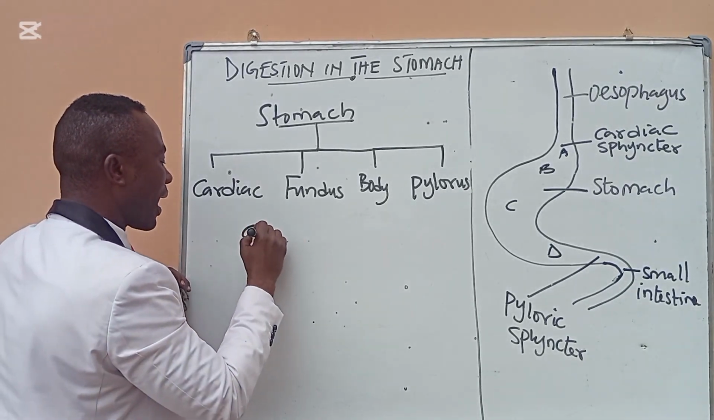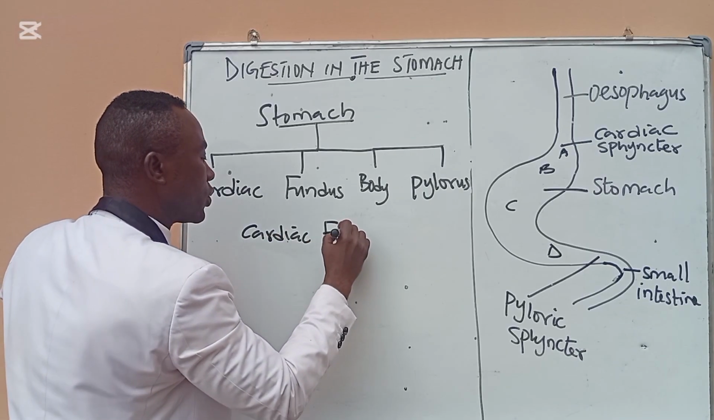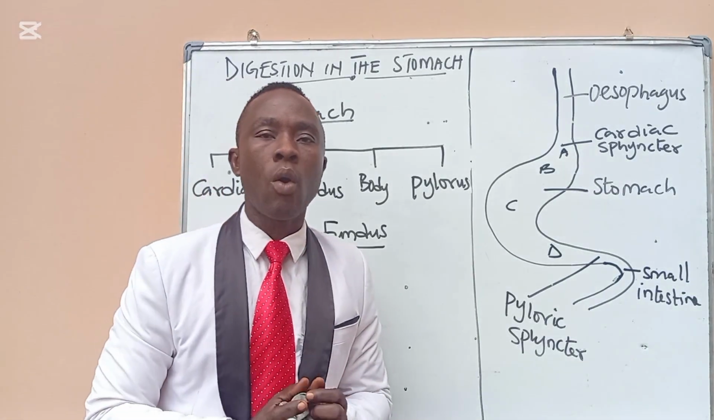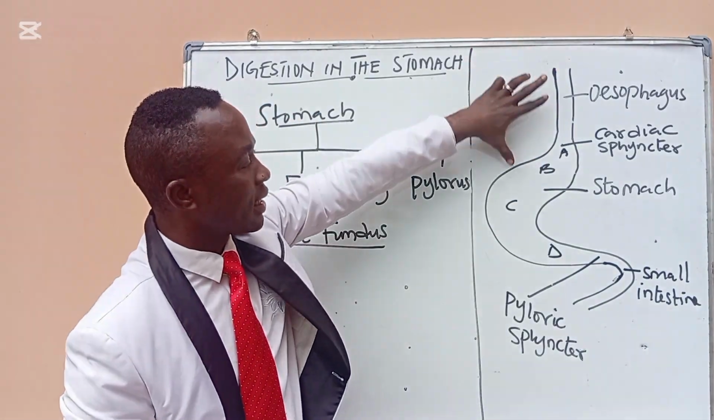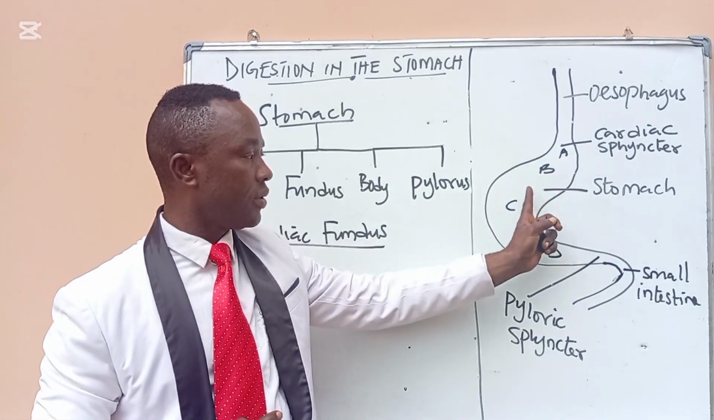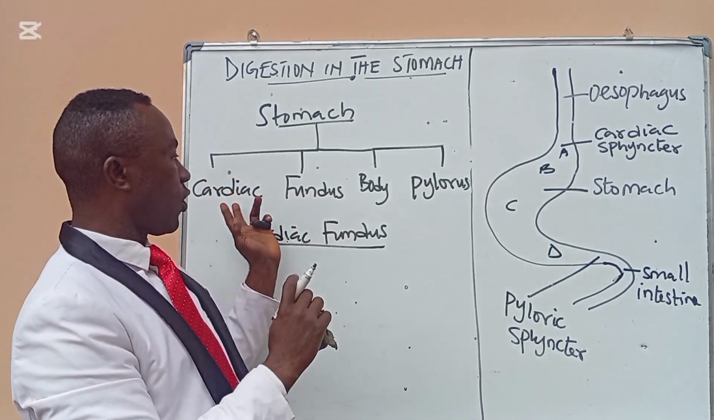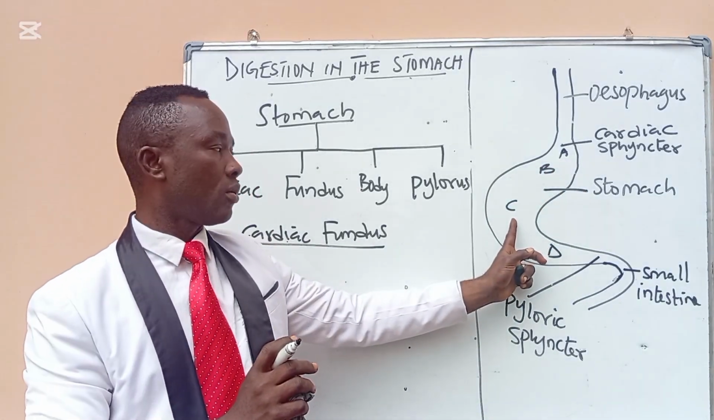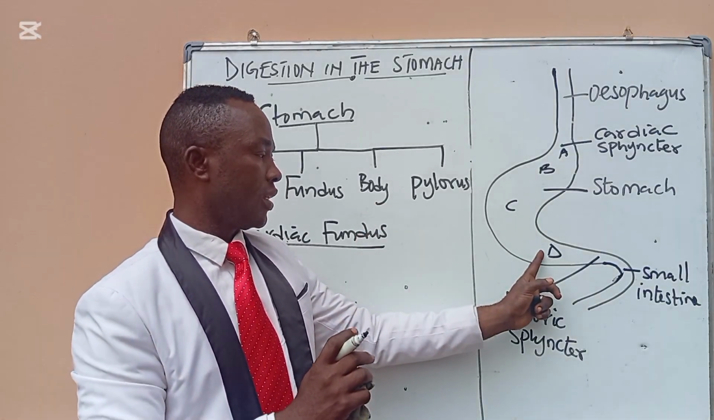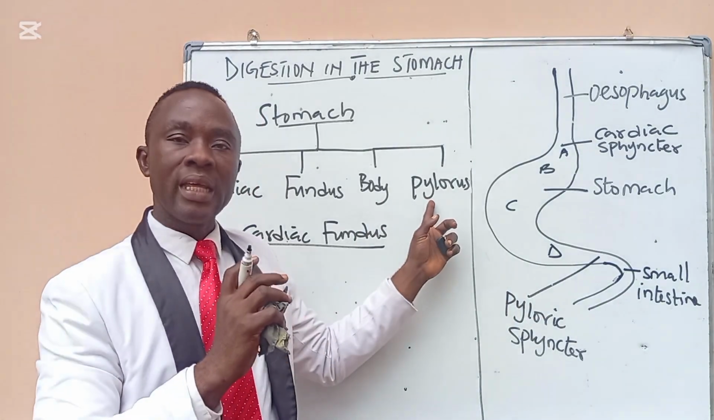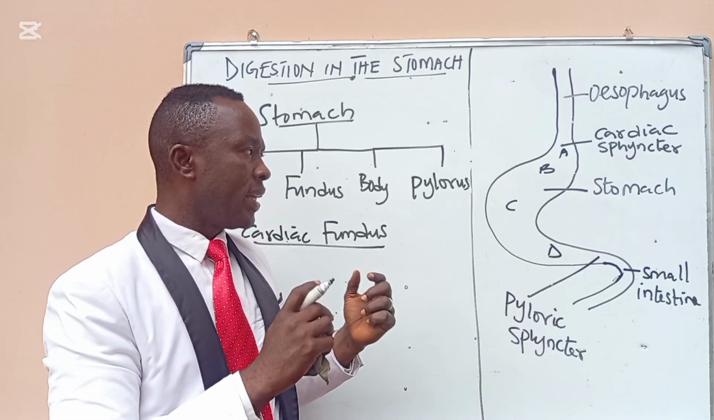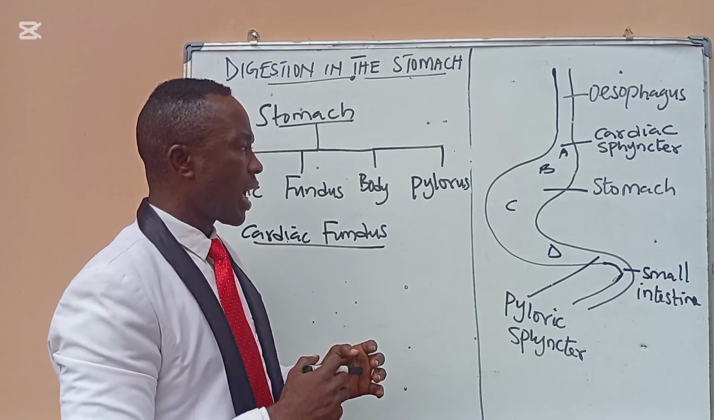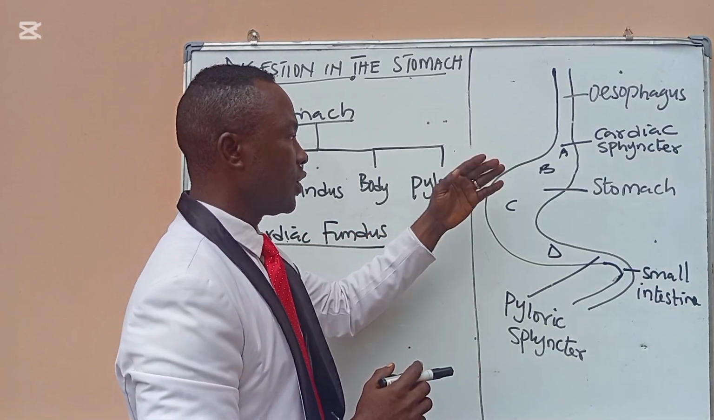Now we will take cardiac and fundus together. Cardiac and fundus are located at the upper part of the stomach. If you look at the diagram, I use the letters A, B, C, and D to show these four different parts. A is the cardiac, B is the fundus, C is at the middle of the stomach, and that is the body. While D is the last part of the stomach, which is the pylorus. A and B, the cardiac and fundus, are located at the upper part of the stomach.